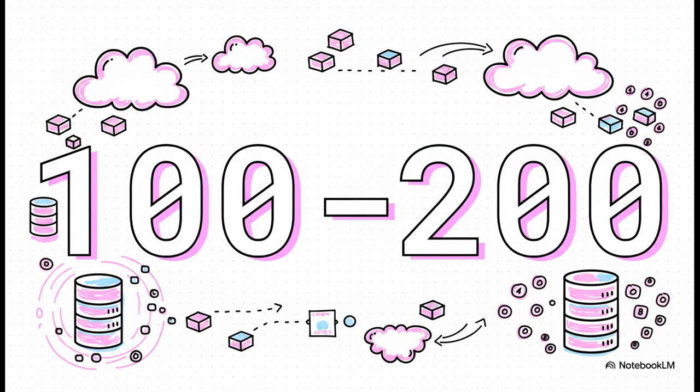And I want to be clear, this isn't just some academic idea. This is exactly how the pros do it. Real-world systems like Cassandra and Amazon's DynamoDB often run somewhere between 100 and 200 virtual nodes for every single physical machine they have. It's a core part of their design.